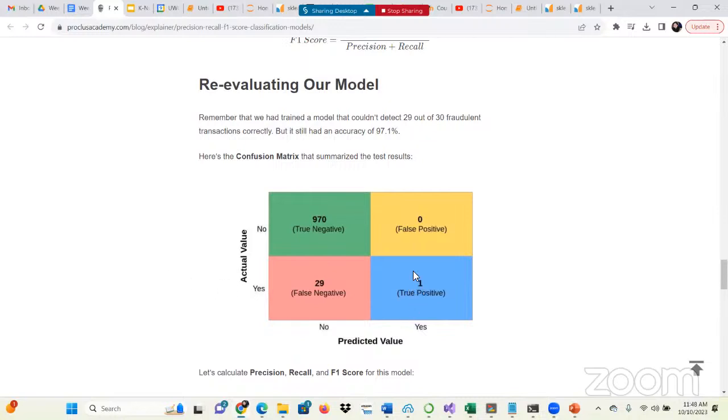And for the precision, it doesn't look bad. There's only one positive case. Of course, that's an extreme case where the data set is very imbalanced. It only has about 30 fraudulent transactions versus 970 non-fraudulent transactions. But for this case, of course, we want to look at the recall score.